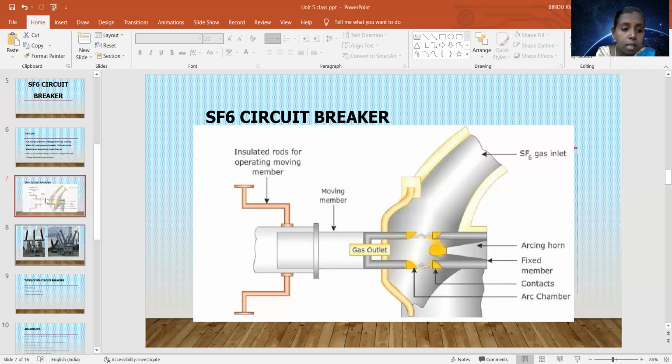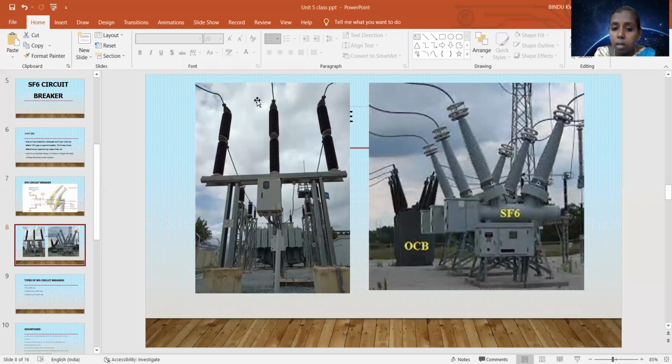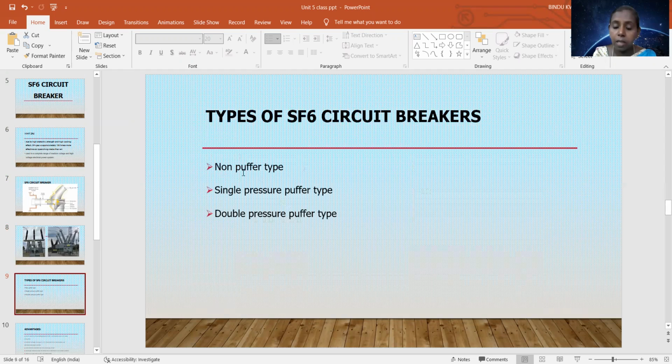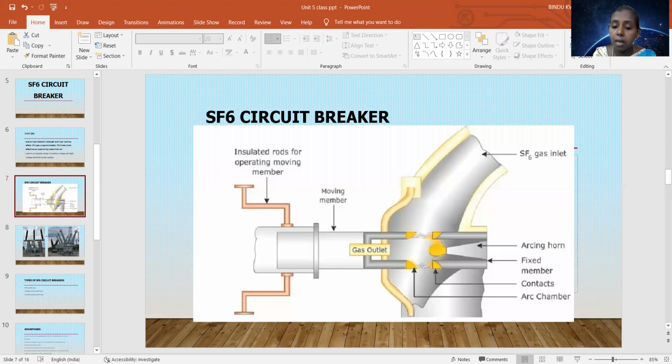So here you can see the diagrammatic representation. This is the pictorial of it. The first one which you are seeing is the SF6 circuit breaker. Here this one is the oil circuit breaker. Again, this is the SF6 circuit breaker which is used in the substations. And coming to the types of the SF6, we are having non-puffer type, then single puffer type, and also the double puffer type. Here the diagram which we have seen, the diagrammatic representation, is of the non-puffer type.